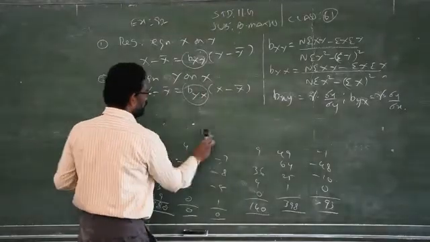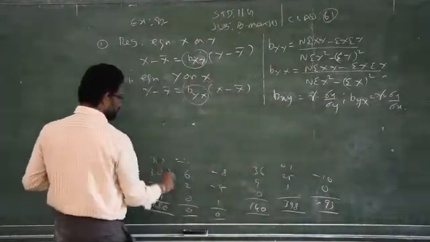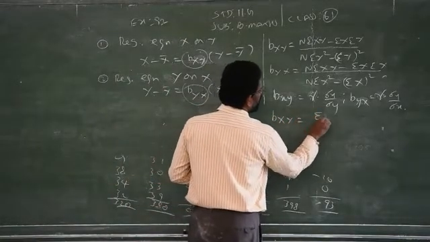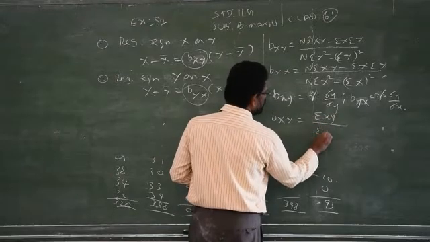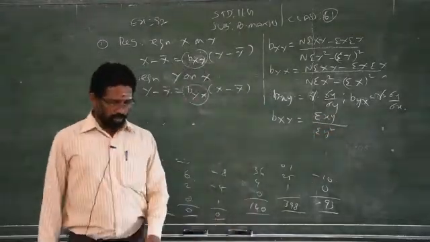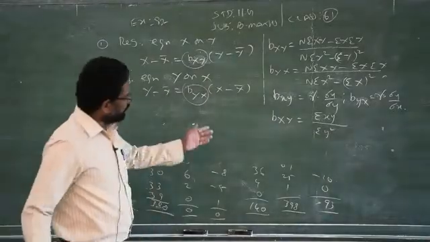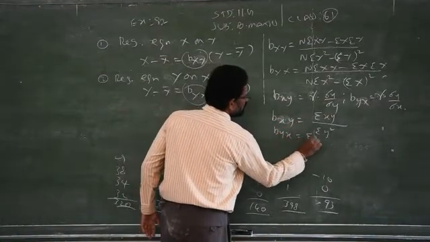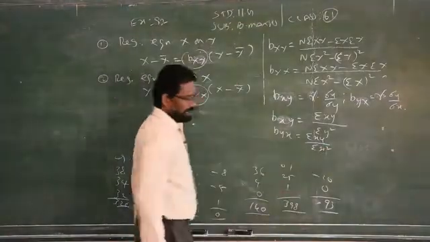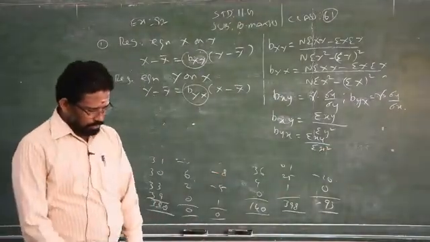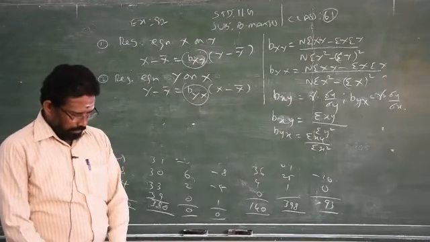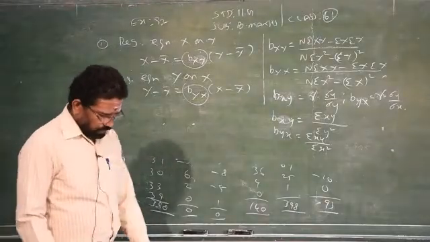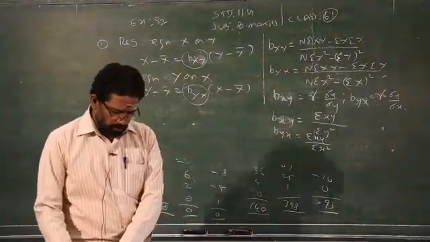When the tabular column is based on the deviation with the mean, then we have the formula bxy is equal to summation xy by summation y square. So this is the formula to find bxy, that is small letter, and byx is summation xy by summation x square. So these are the formulas to use to find bxy, byx by using the deviation with mean and deviation without using the mean.